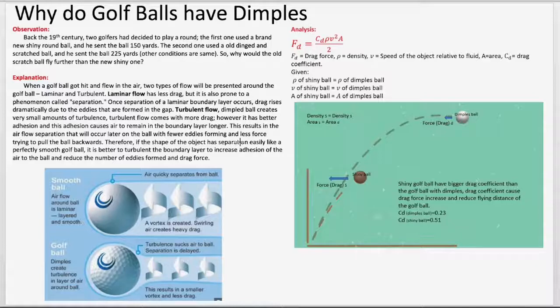Turbulent flow: the dimpled ball creates very small amounts of turbulence, and turbulent flow comes with more drag. However, it has better adhesion, and this adhesion causes air to remain in the boundary layer longer. This results in the airflow separation occurring later on the ball, with fewer eddies forming and less force trying to pull the ball backwards. Therefore, if the shape of the object separates easily, like a perfectly smooth golf ball, it is better to make the boundary layer turbulent to increase adhesion of the air to the ball and reduce the number of eddies formed and the drag force.